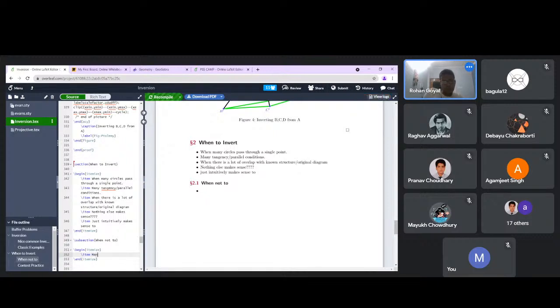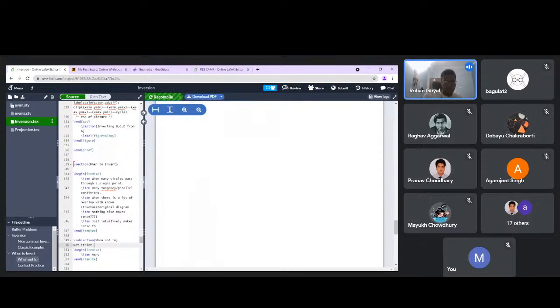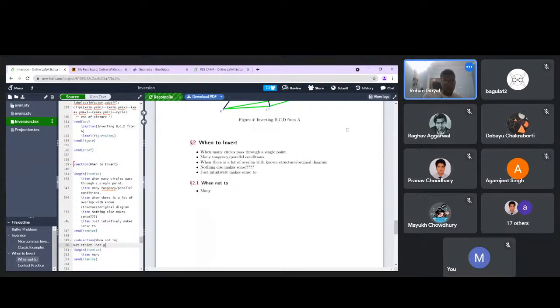When not to: too many lines. This is not a strict, general statement. It might actually end up being a good idea too in some problems.